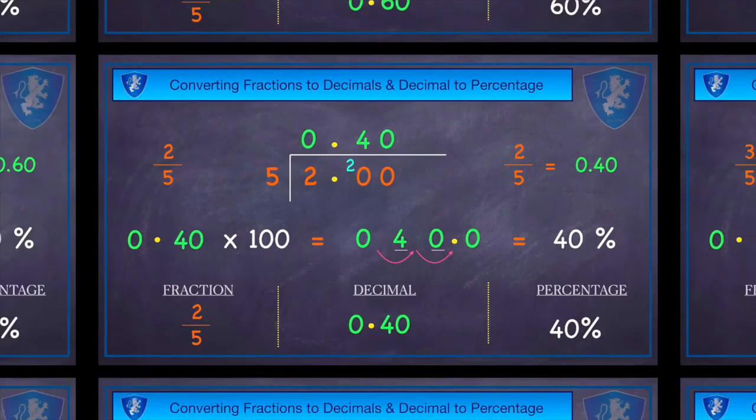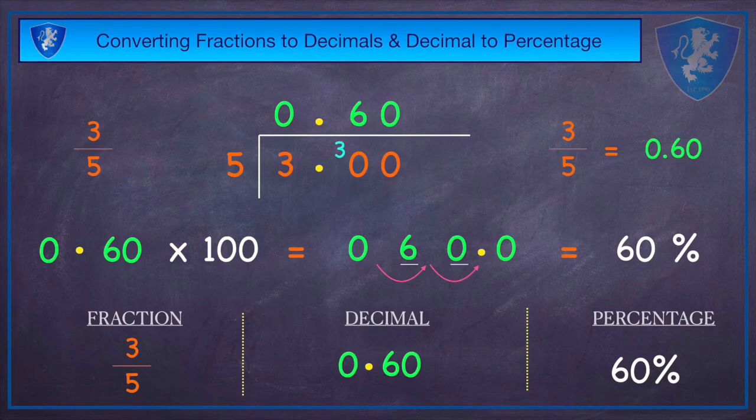Now 3/5 again, 3.00 divided by 5. 5 can't go into 3, so 0 there at the top, and the remainder goes here and becomes the next number, becomes 30, and 5 times 6 is 30. I put an extra 0 there, which helps when you're multiplying by 100. So the answer there is 0.60 or 0.6 as a decimal.